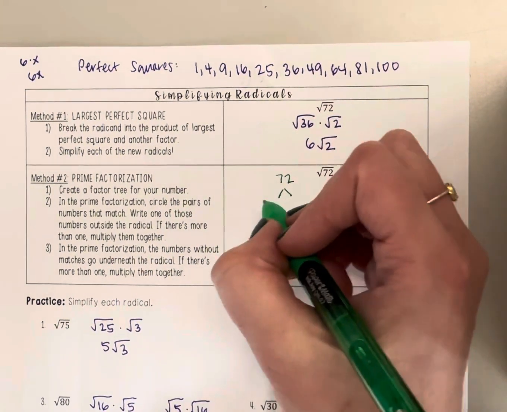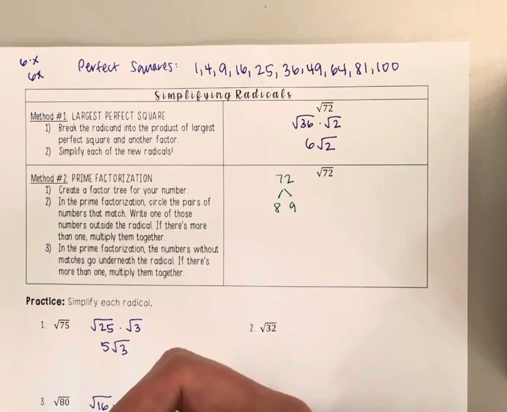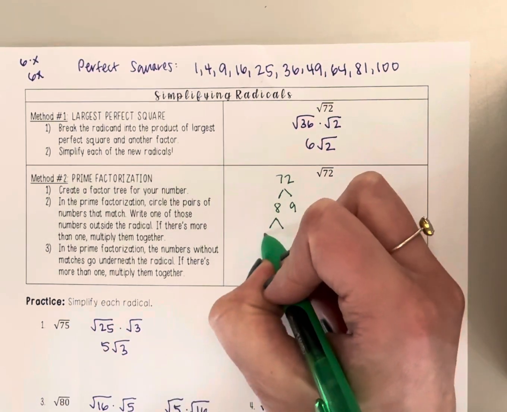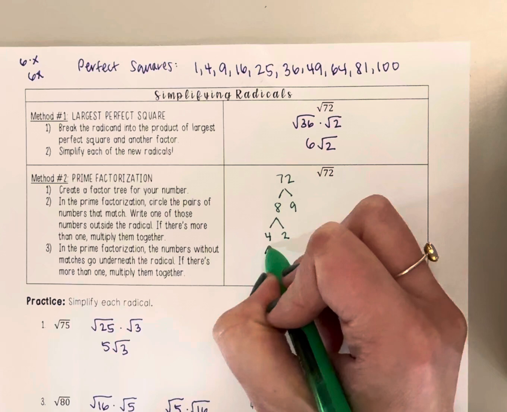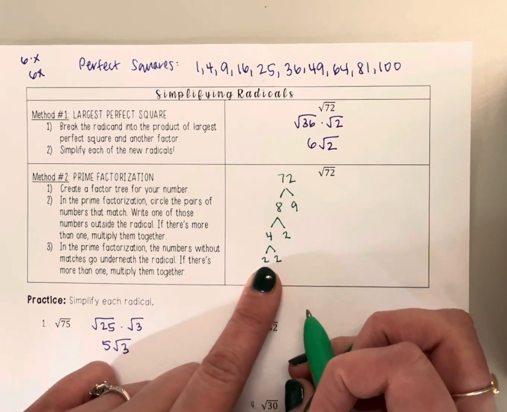So maybe you think of 8 and 9. That's not the largest perfect square because we know 36 was. You're going to keep factoring things. What is 8? 8 is 4 times 2. 4 is 2 times 2. I can't go any farther than this because now I've hit prime numbers.